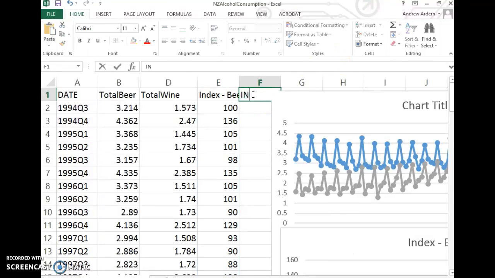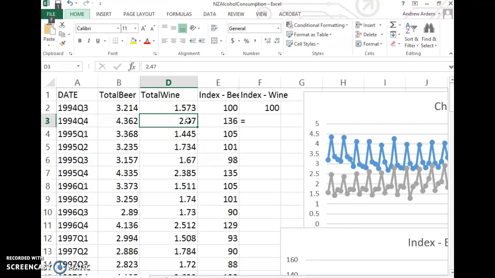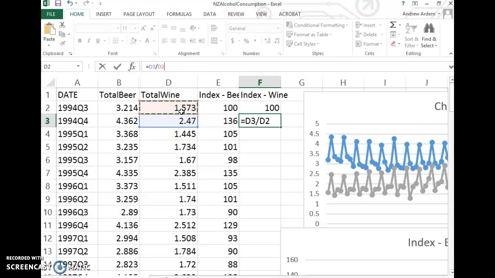So this one would be index wine, and same thing, the first value is going to be 100%, so 1.5 million litres. The second value, use the equals key, and you go that value, whoops, get in the right cell, that value divided by the original value times 100. And that's a 57% increase just between Q3 and Q4 of 94.